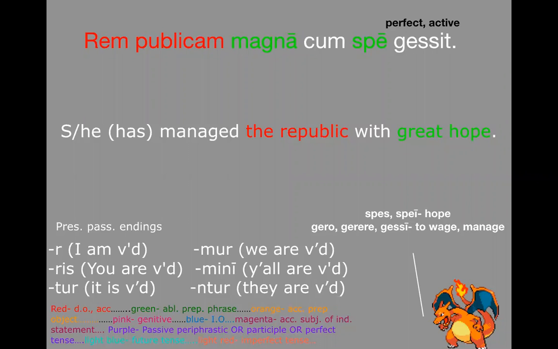And then cum magna spe, that is an ablative of manner, but big deal. There's no trick there. But hope is not a literal thing, so it wouldn't count as ablative of means. So we get the cum in the sentence. We don't have to add that ourselves. And it's a little weird. Magna and spe are on either side of the cum, the preposition that they are the object of, but that's actually pretty common.